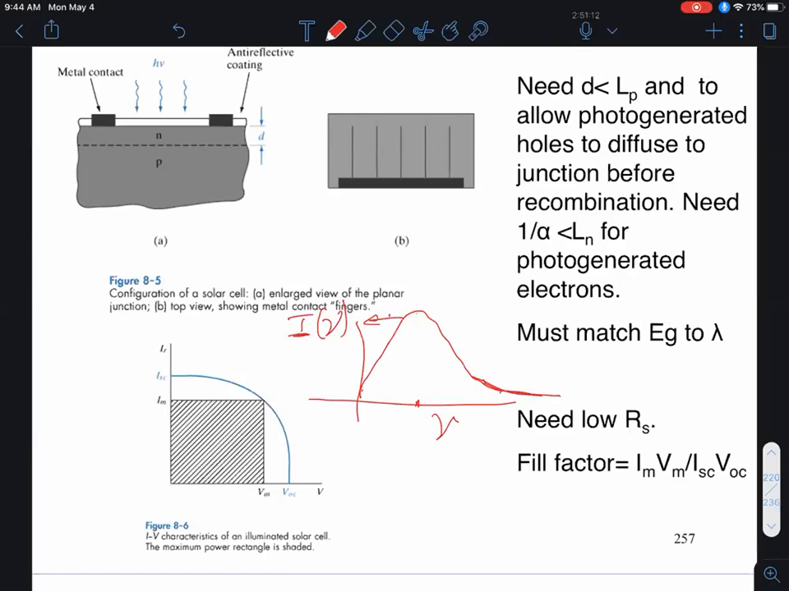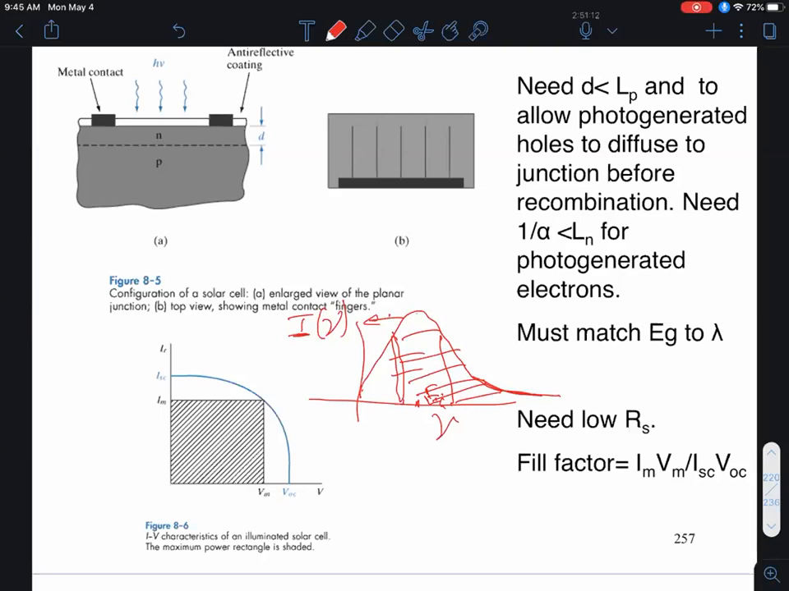This is the infrared part of the spectrum, okay? And then if I choose a particular semiconductor with a band gap of this much, say Eg, what's going to happen? Well, any photons with energy less than Eg will simply shine right through, right? So this part of the spectrum will be wasted. So what do I want to do?